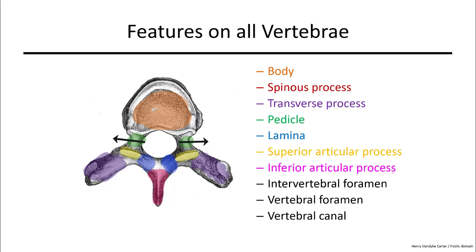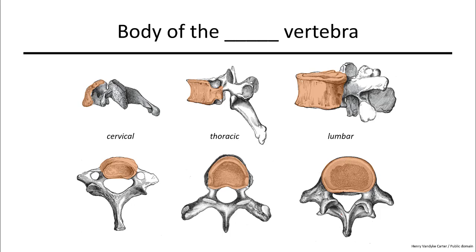The intervertebral foramen are where nerves exit on the side along a whole spinal column. Then there is the vertebral foramen, which is the hole in the middle where the spinal cord would go through. The vertebral canal is where lots of vertebral foramen are stacked up, and that is the entirety of the spinal column. So here we can go through each of these features and see them on each region.